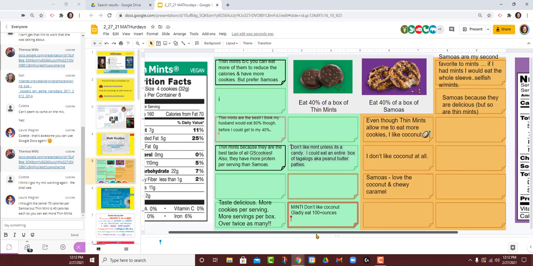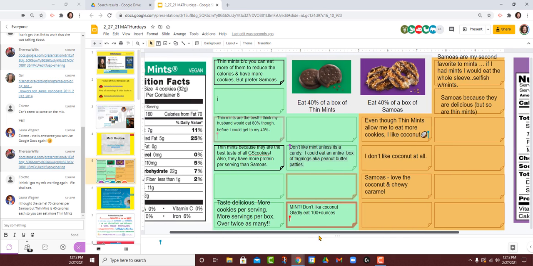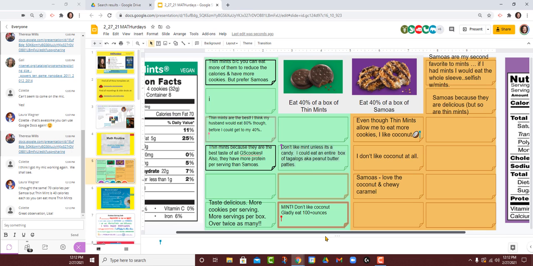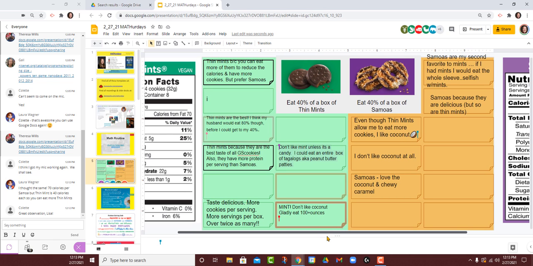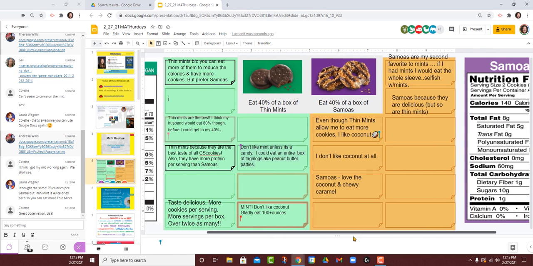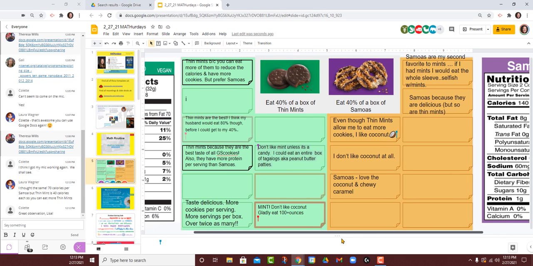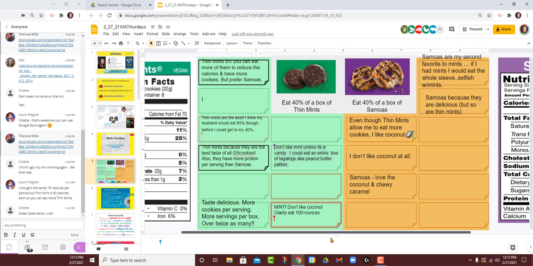Interesting. I would have thought the coconut... But I'm still going to eat the better tasting cookie anyway. Let's see. Some other ones in here. There's lots of tastes in them. Somebody else actually mentioned the 40% in there, and you said your husband would eat 80% before you could get to your 40. So we would have to make sure that you got to your 40% first.